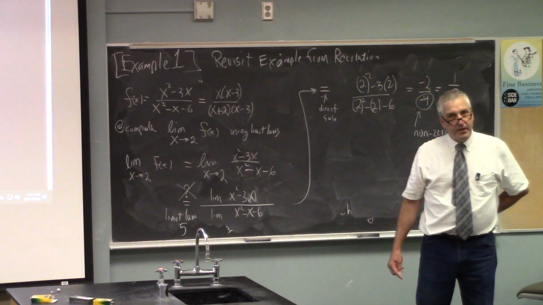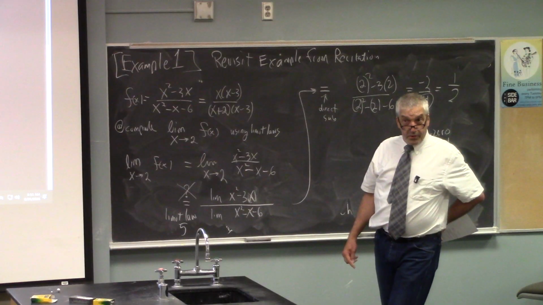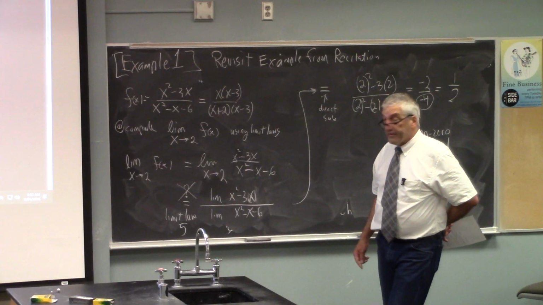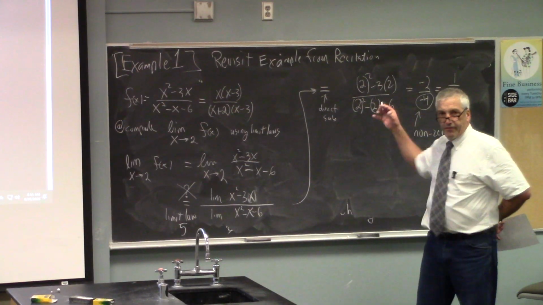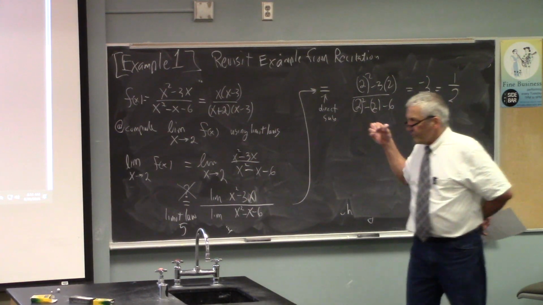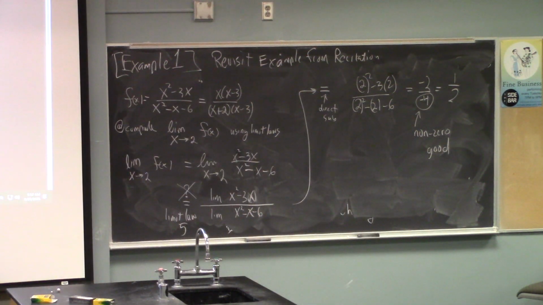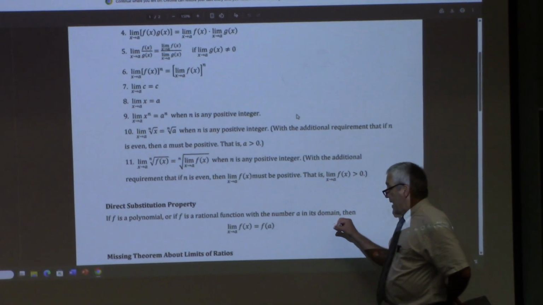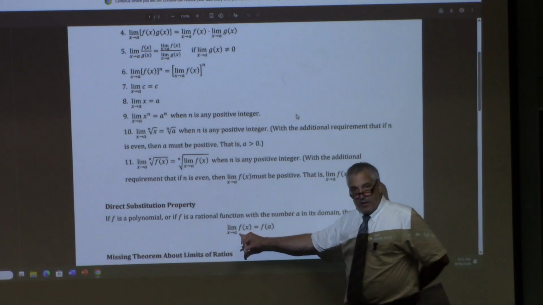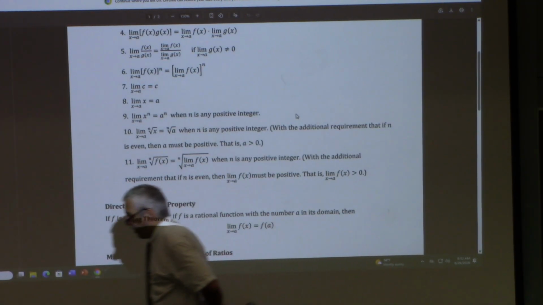Hey, can anybody think of a faster way? Okay, this is a tricky question because I'm the only one who's going to get this. But there is actually a more direct way using the limit laws to get to this answer. And it's here. It's the same direct substitution property again. If you have a polynomial or if you have a rational function and the number a is in the domain, then the limit can be computed by just plugging in the number. So let's just do this problem again.